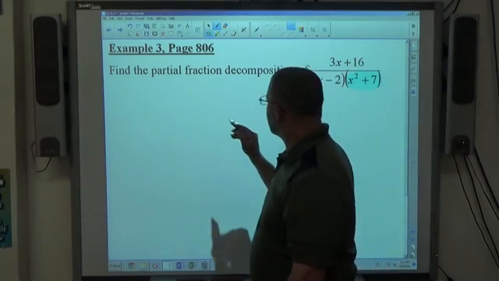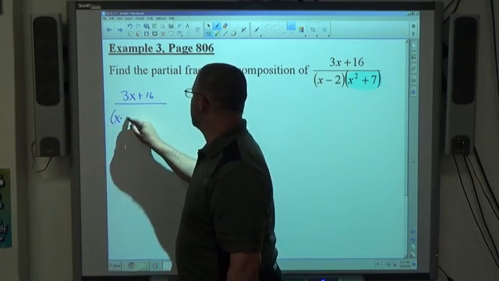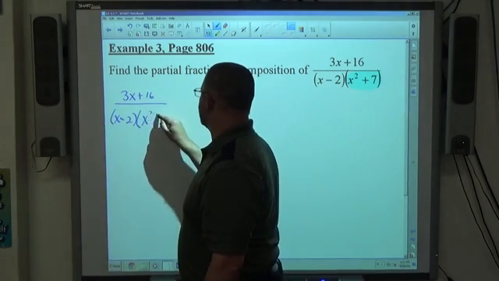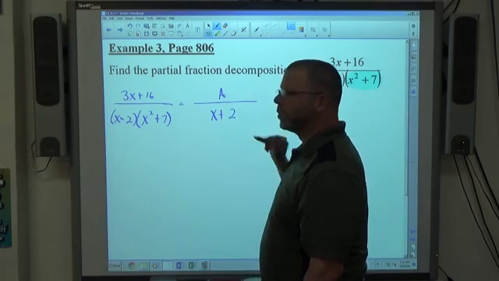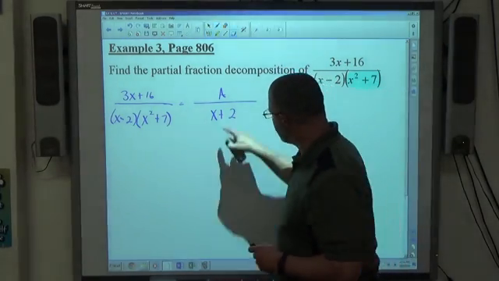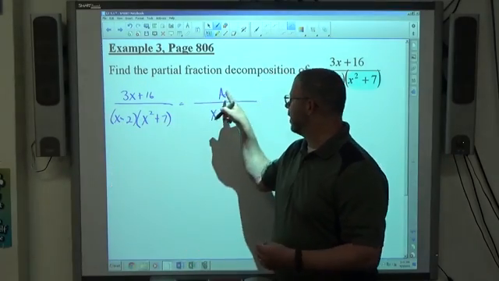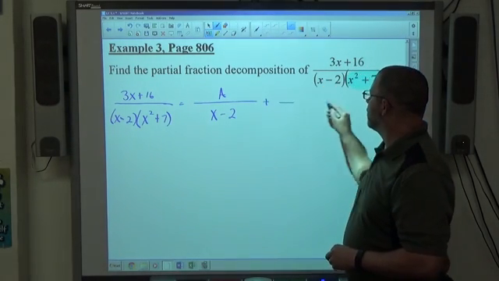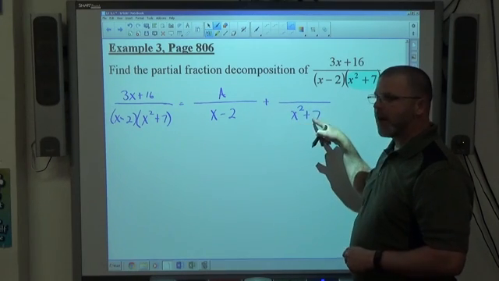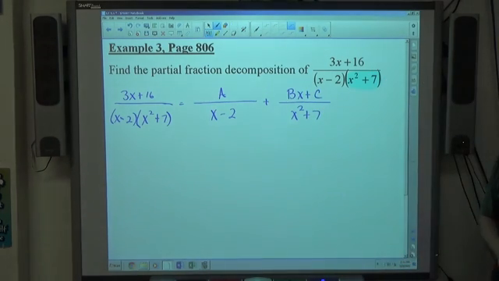So what I want to do to set this up is I have 3x plus 16 over my factored form, which is x minus 2 times x squared plus 7. I'm going to set that equal to a over x minus 2. Sorry, I don't want plus 2. This factor is a linear factor just like yesterday, so we get a single object, a over the factor x minus 2. But for the second factor, x squared plus 7, since it's a quadratic factor on the bottom, we have to put a linear factor on top. So we have to account for both an x to the first power and a constant that are possible on top of that one.